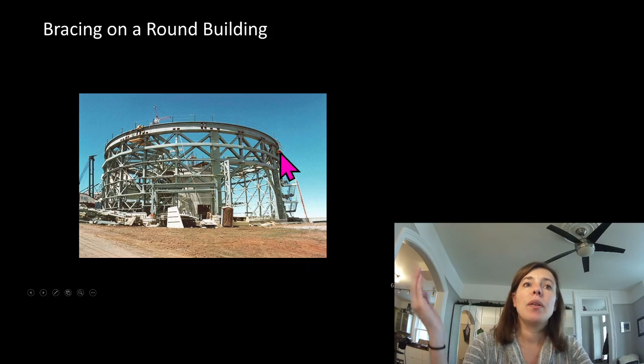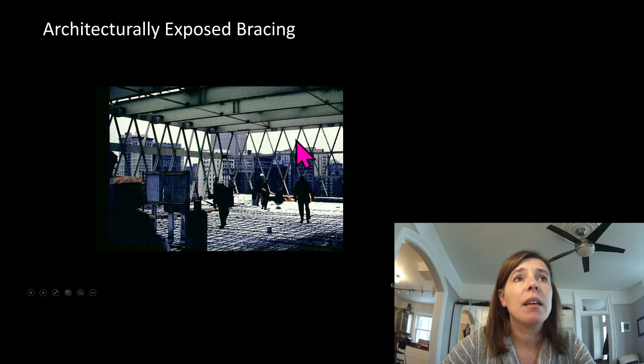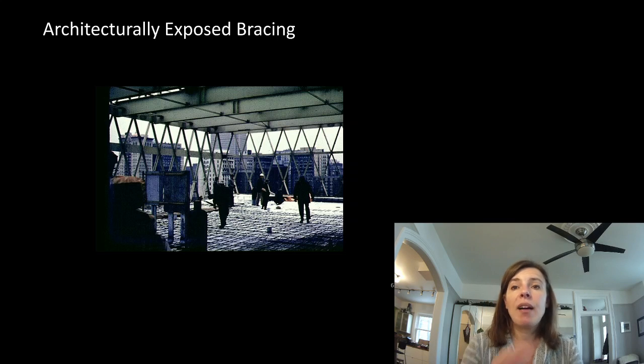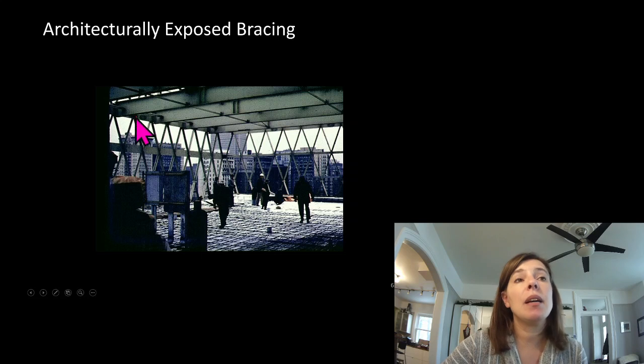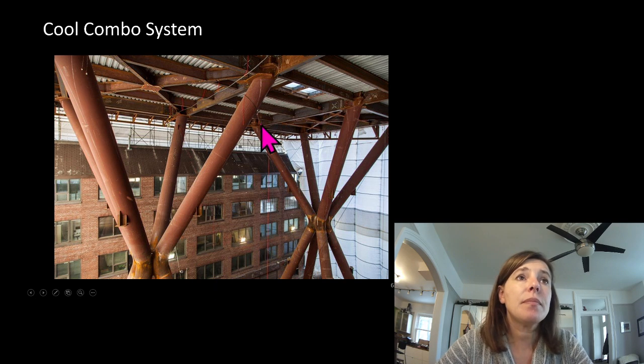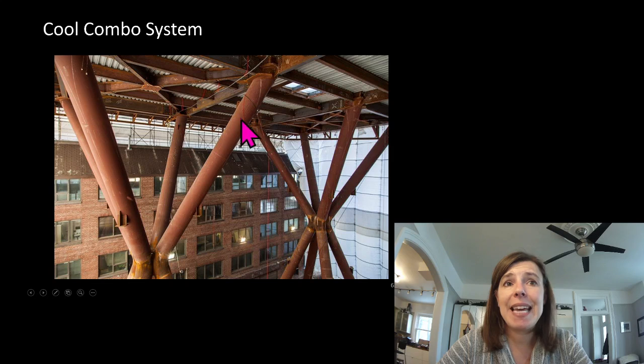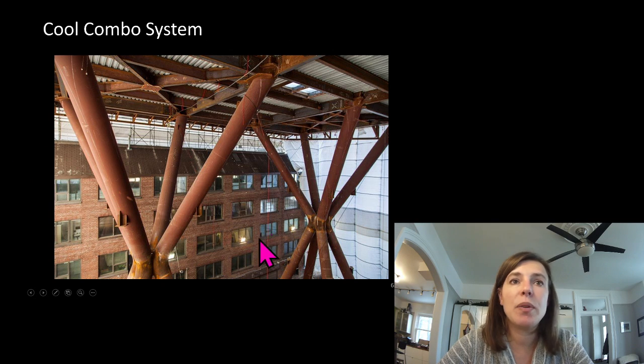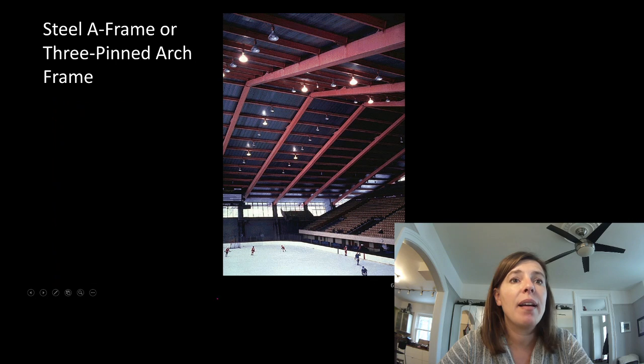We can have bracing go all the way around a building. I always like to say you can take your lumps once or spread it out. So you can have one bay of super bracing, or you can have a filigree of lots of tiny bracing. So this would be take it in one big spot versus spreading it out around. We've seen this and we've talked about this before.